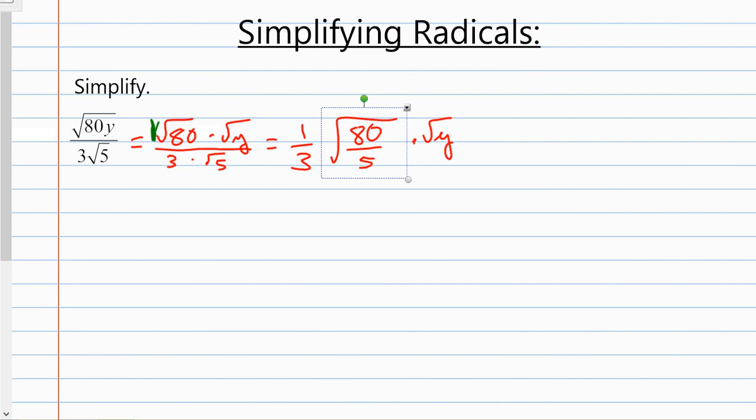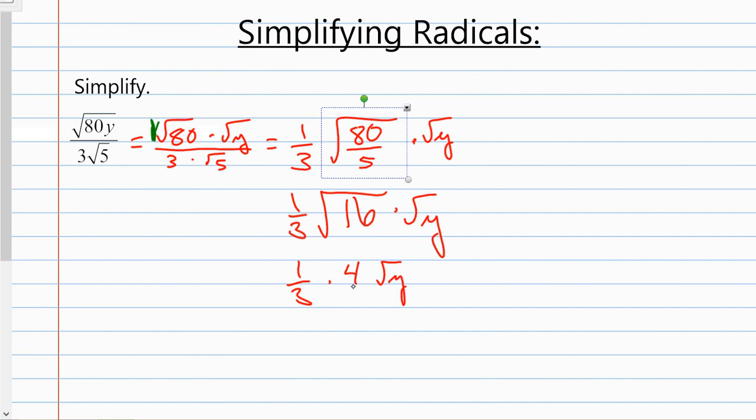So now I can just look at 80 over 5. 80 over 5 goes into 80 16 times. You may not know that, but use your calculator. And now I know that the square root of 16 is 4. So I have a 1/3 times a 4 times the square root of y.